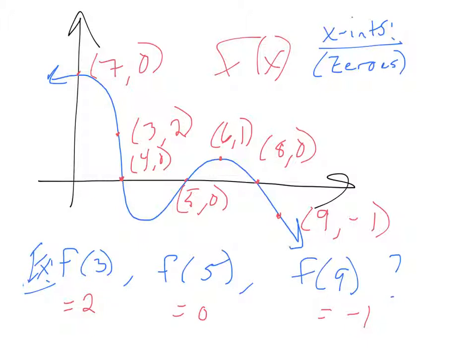And you can either list off the actual points, but if they're x-intercepts, it's always implied that the y value has to be 0, right? So you could either just say 4, 5, and 8, or you could actually list off the points.